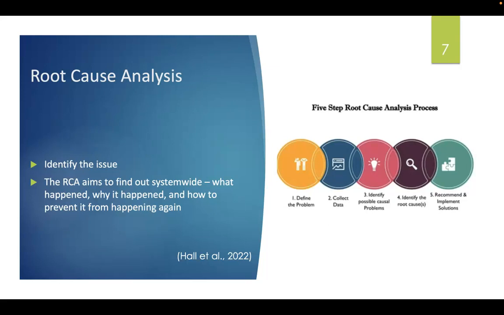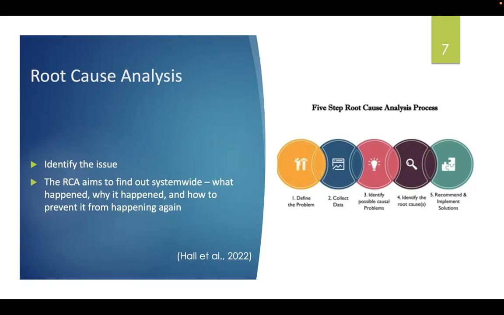Prevalence includes everyone who is admitted. Incidence includes only those who receive a pressure injury while in the medical facility. For each pressure injury, the nurse leader has to ensure that a root cause analysis (RCA) is performed. The RCA aims to find out system-wide what happened, why it happened, and how to prevent it from happening again.